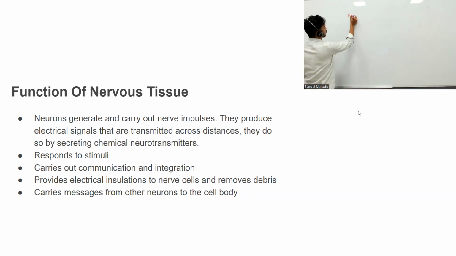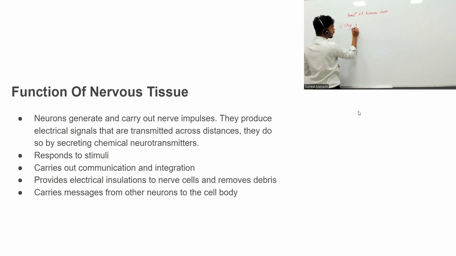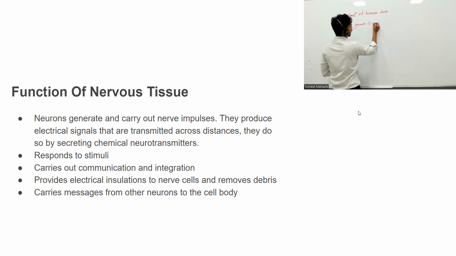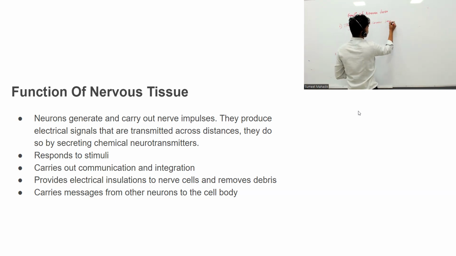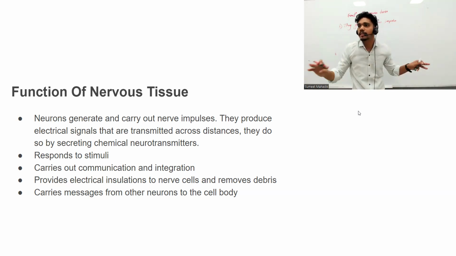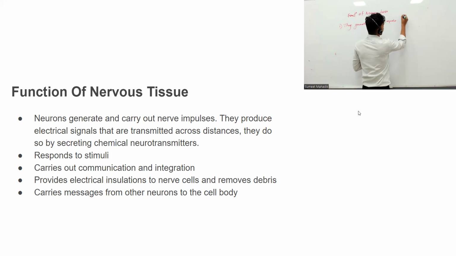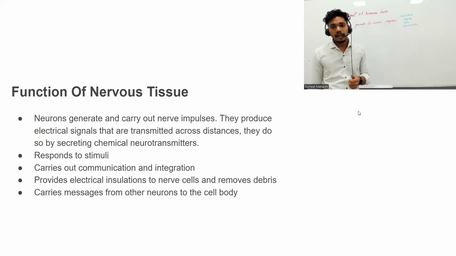First function of nervous tissue: they generate and carry impulses. They produce electrical signals that are transmitted across a distance. What is an impulse? An impulse is nothing but an electrical signal transmitted across the distance, via a chemical substance called a neurotransmitter, across the gaps.